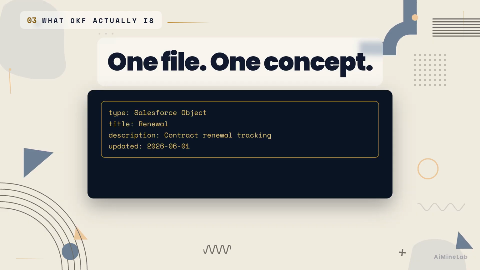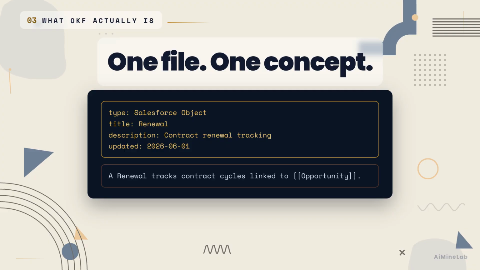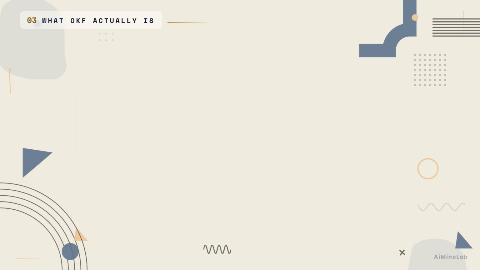An OKF bundle is a directory of Markdown files. One file equals one concept, a table, a metric, an API, a runbook. Each entry carries a small block of structured metadata at the top, called YAML Frontmatter, with fields like type, title, description, and a timestamp. Below that block, plain Markdown explains the concept in normal language.